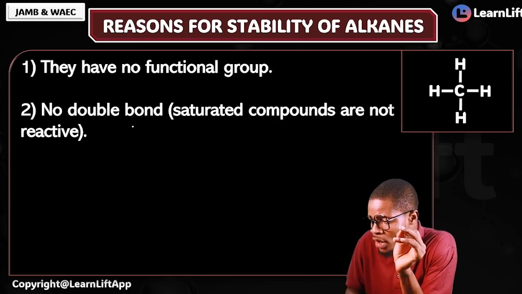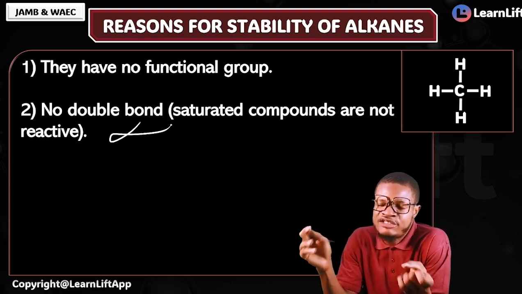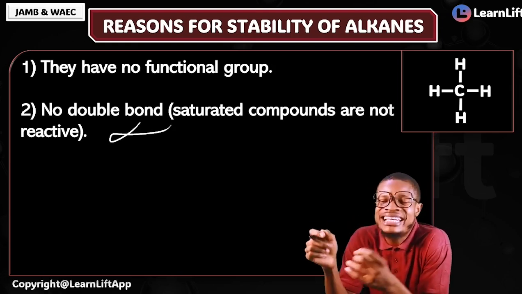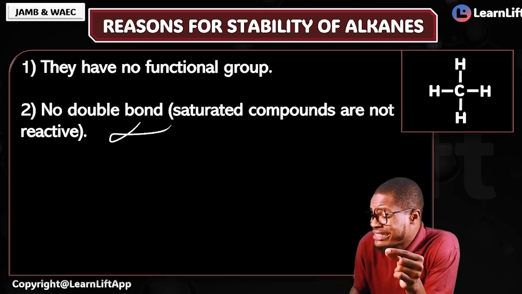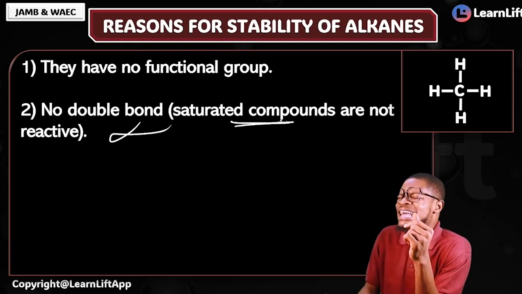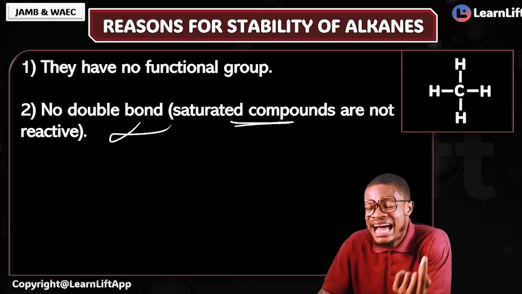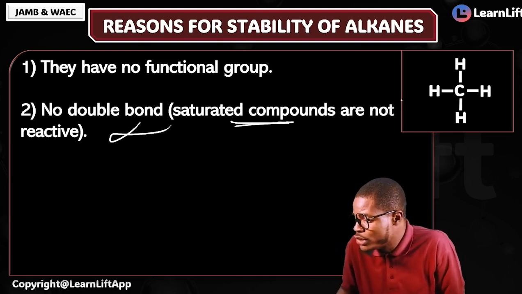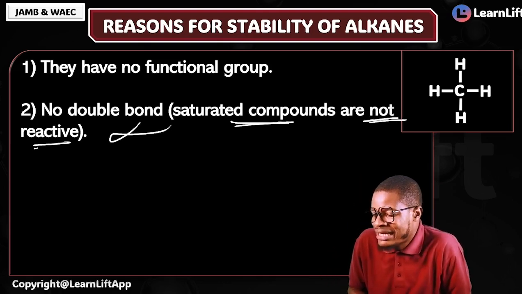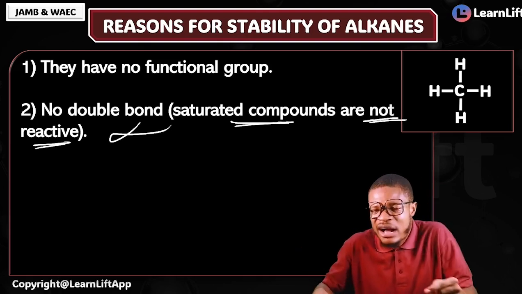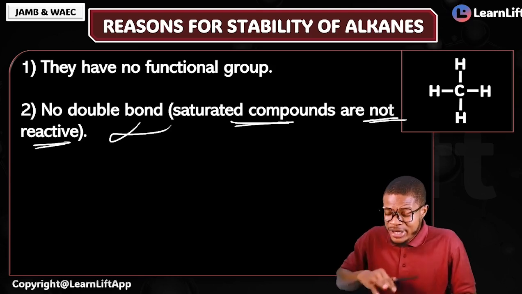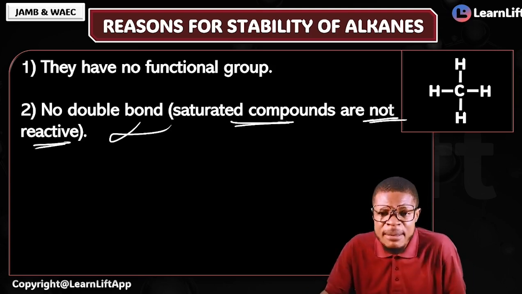Number two, reason for the stability of alkanes is that there is no double bond. Do you see double bond in alkanes? No. Do they have triple bonds? No. Because they don't have double or triple bonds, are they saturated or unsaturated? They are saturated compounds. Saturated compounds, are they reactive or unreactive? They are unreactive, they do not react. So alkanes, are they reactive or unreactive? Unreactive. That's the reason for their stability. If it were very reactive, it would not be stable.